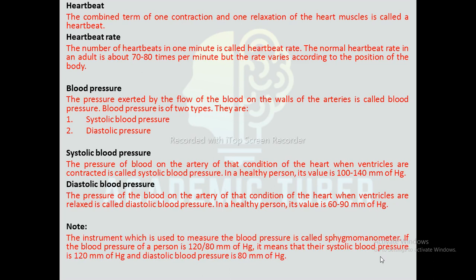The instrument which is used to measure the blood pressure is a sphygmomanometer. If the blood pressure of a person is 120 by 80 mm of Hg, it means that their systolic blood pressure is 120 mm of Hg and diastolic blood pressure is 80 mm of Hg.